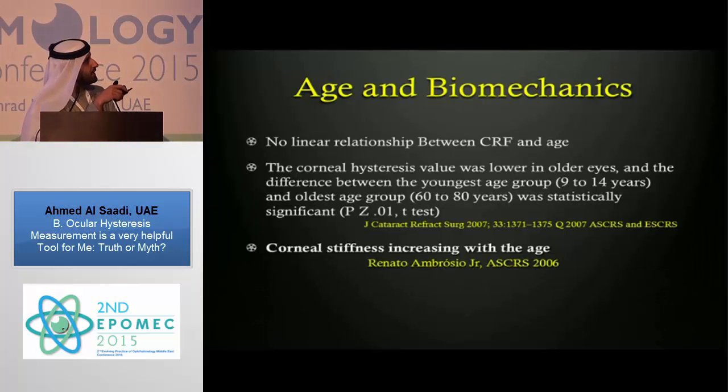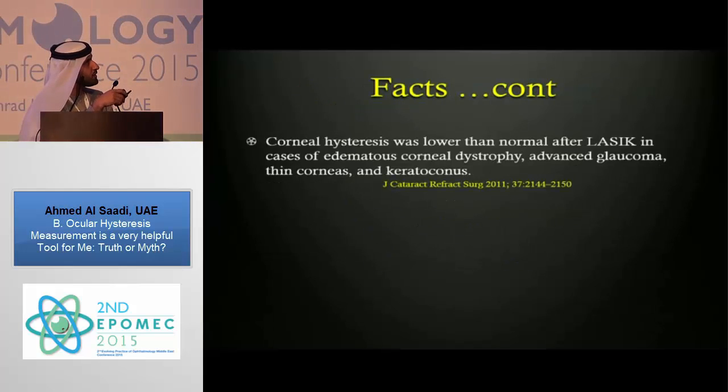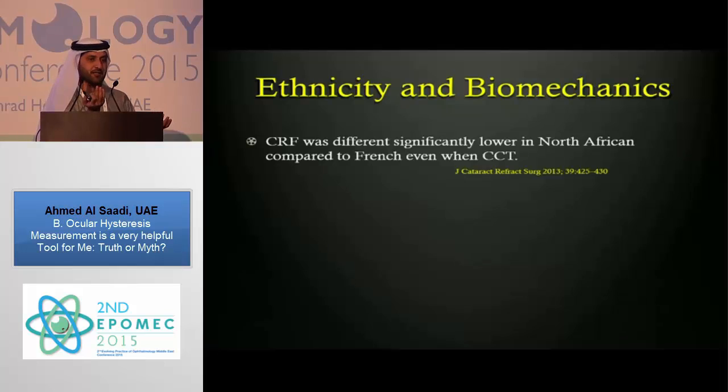Generally speaking, there is a significant difference between the very young patients and the very old patients when they were compared for their corneal hysteresis and CRF. Also, corneal hysteresis was lower than normal after refractive surgery, but it's not significantly lower compared to the normal, or not too close to borderline keratoconus. So we know that. Ethnicity, again, is another factor that we have to keep in mind.